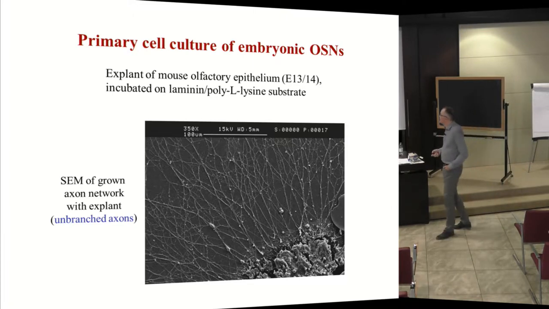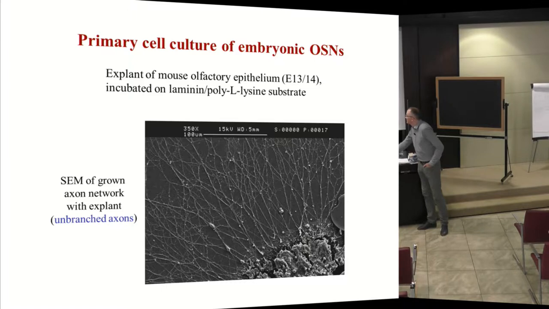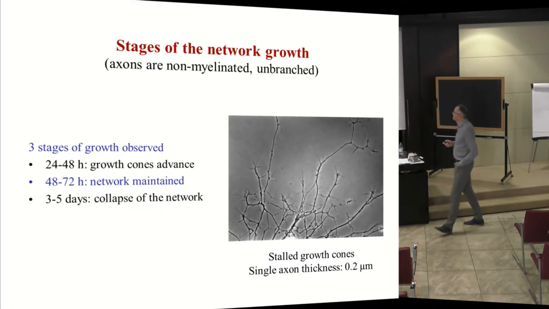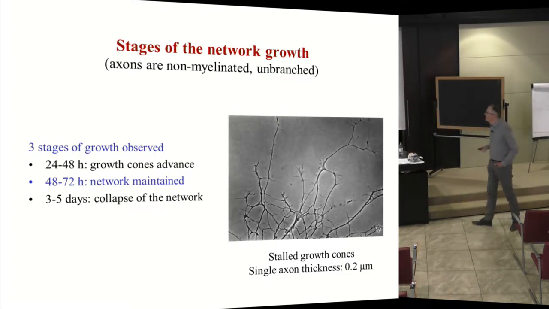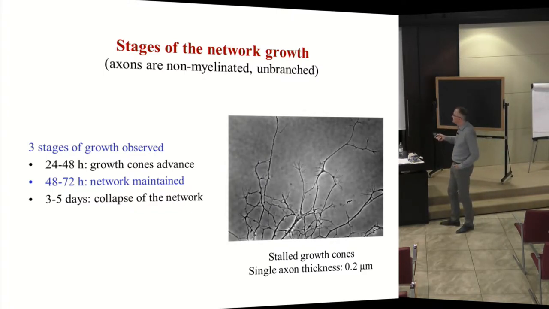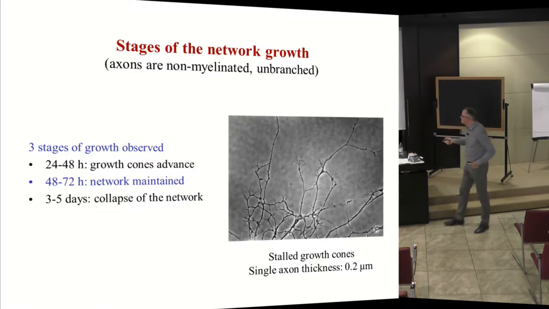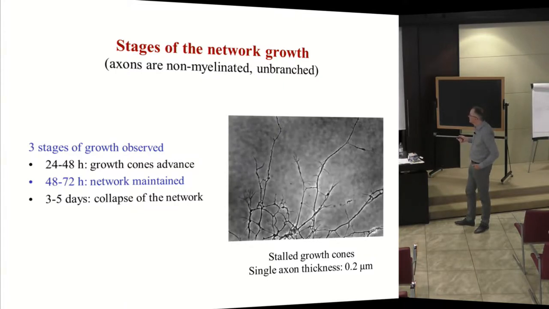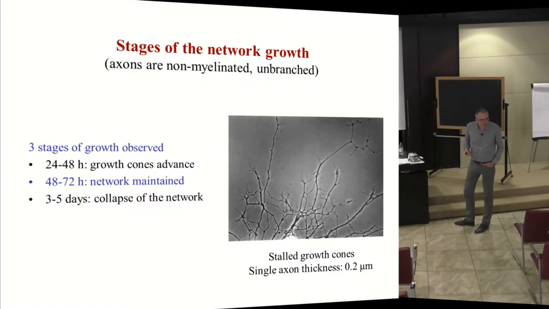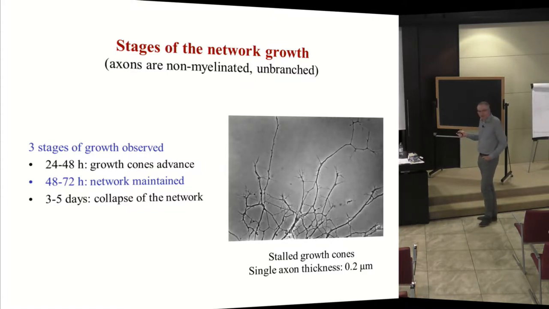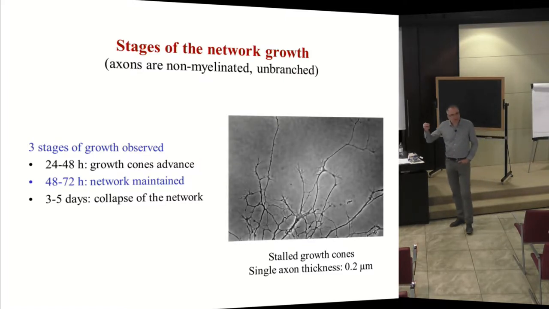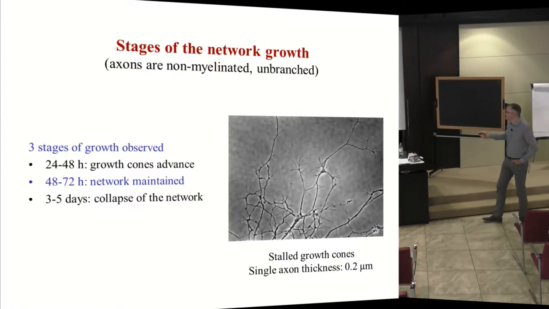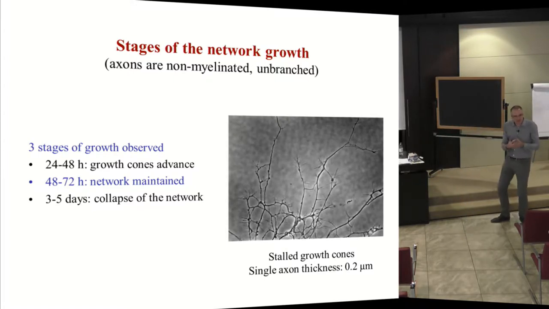And forming bundles. So this is the culture of explants from embryonic mice, put on a laminin-coated substrate and incubated for 2 days, and then this network of axons grows out. In the first 2 days, just the growth cones advance and the whole thing grows. Then there is an intermediate stage where the growth cones are no longer doing much. This is the front of the network, and you can see the growth cones, but they are not advancing anymore. So in this intermediate stage, the growth cones are just holding the network, basically. But the network, as you will see, is still evolving. And then after about 4 days, it will lose the grip and everything will collapse back onto the explant.